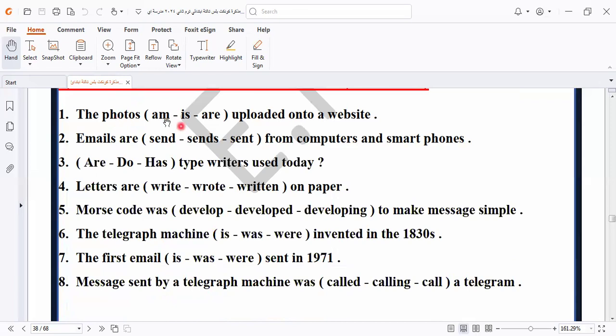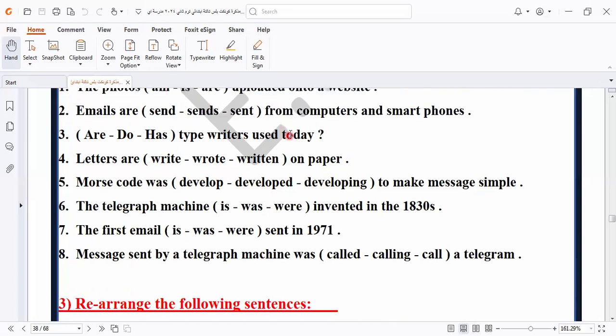The photos is/are uploaded onto a website. Is photos singular or plural? It's plural. So I can say is is wrong; it would be are. Emails are sent from computers and smartphones.